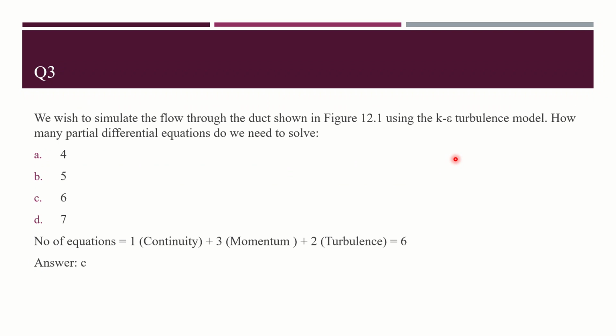The third question was about the number of partial differential equations that we need to solve. It is a rectangular duct, so we have a three-dimensional problem: one continuity equation and three partial differential equations for the momentum balance. For the turbulence model we have two more equations, K and epsilon, which are the turbulent kinetic energy and the turbulent dissipation. So on the whole we have 6 equations.